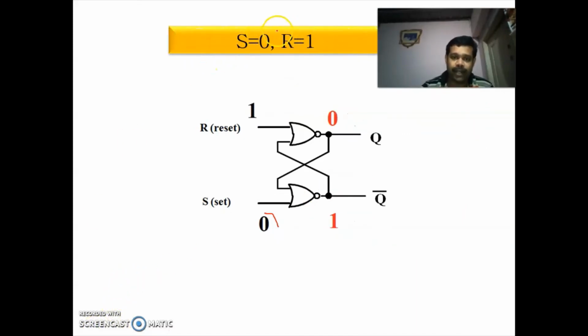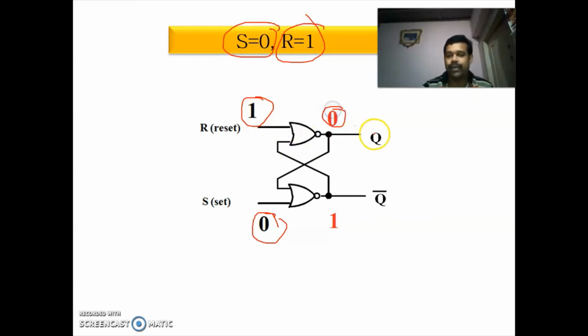Next, we are going for S is equal to 0 and R is equal to 1. So we are putting S is equal to 0 and R is equal to 1. We know that if one of the inputs to a NOR gate is 1, its output will be 0. If Q is 0, Q bar is 1. So when S is equal to 0 and R is equal to 1, Q is equal to 0.